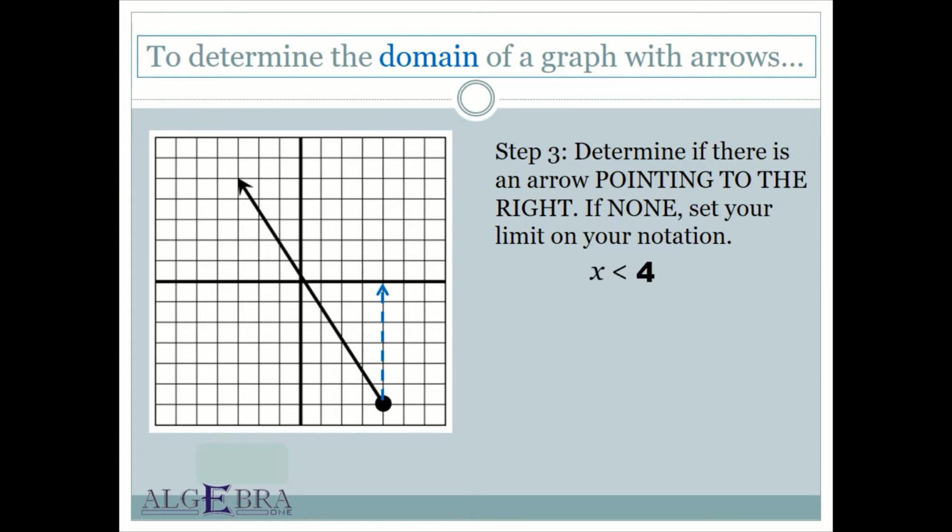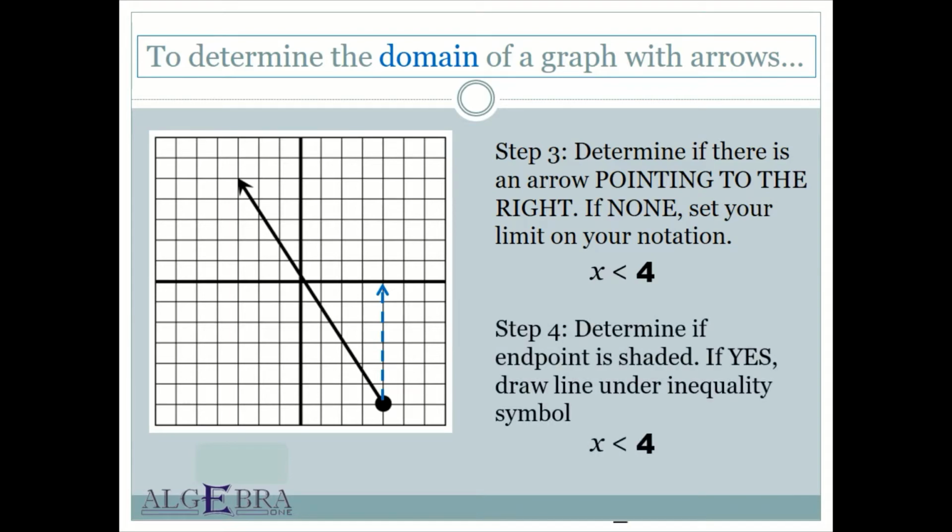And then we ask ourselves, do we include the 4? Is 4 included in our domain? We look at the endpoint. Notice how the endpoint is a solid circle. It is shaded in. Because it's shaded in, we know that yes, it is included. So we can draw a line underneath our inequality symbol. And our final answer here is our domain is x is less than or equal to positive 4. This means x is any value equal to or less than 4.